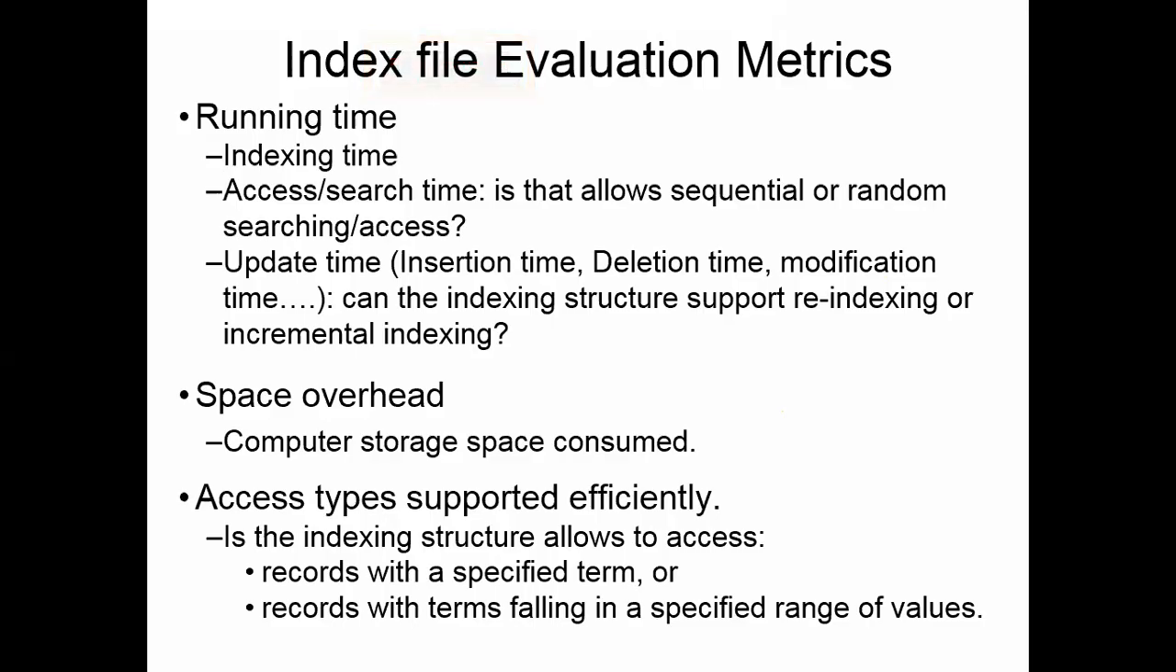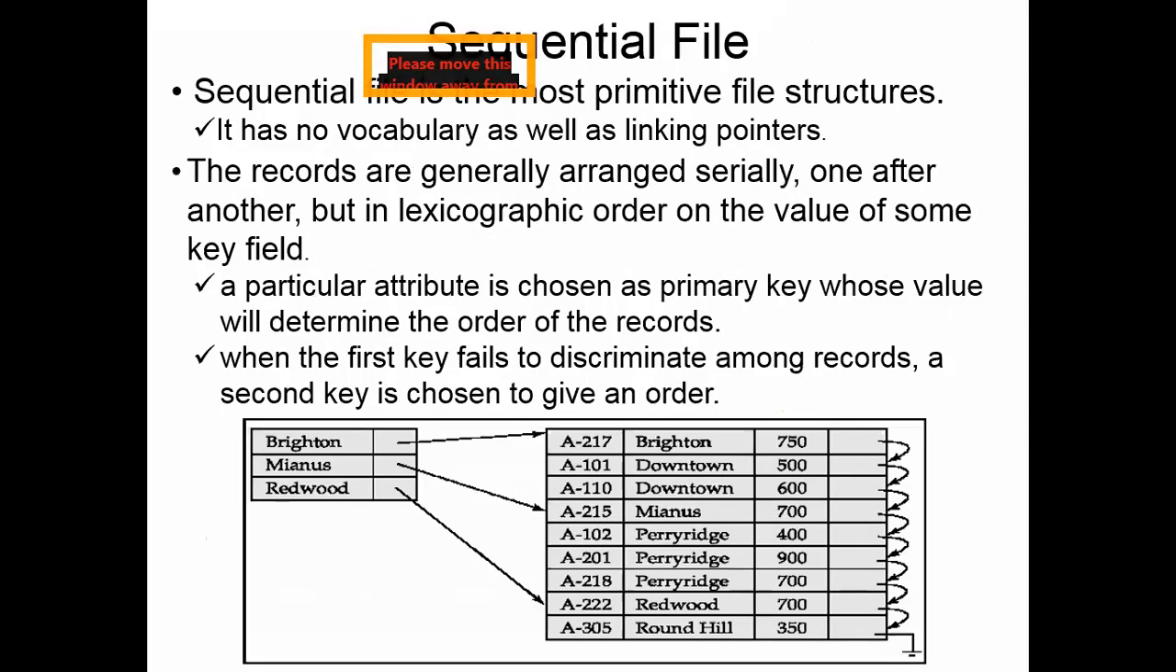Then, what kind of access types are supported? Is it possible to access multiple words for checking the document at the same time or not? We prefer those indexing structures that allow us to access multiple records at the same time. So based on that, many index files are designed in the form of indexing structures for organizing documents.